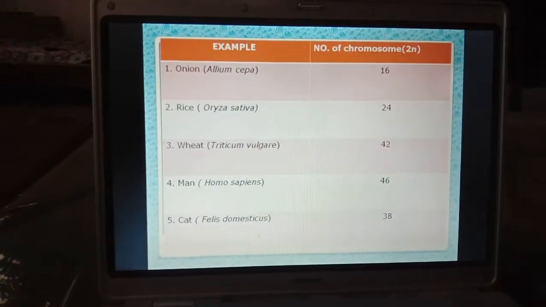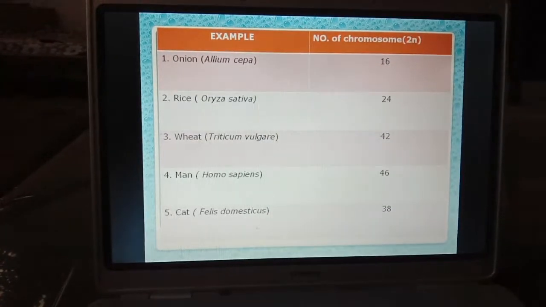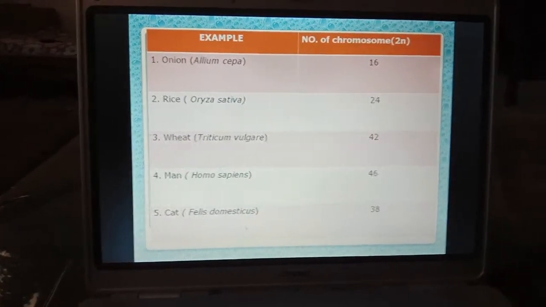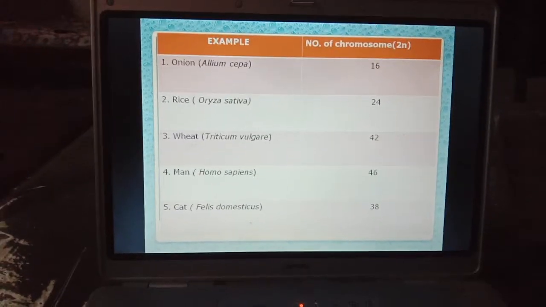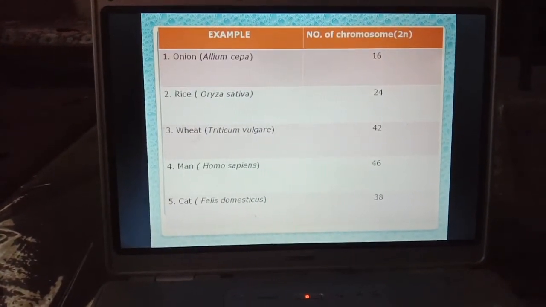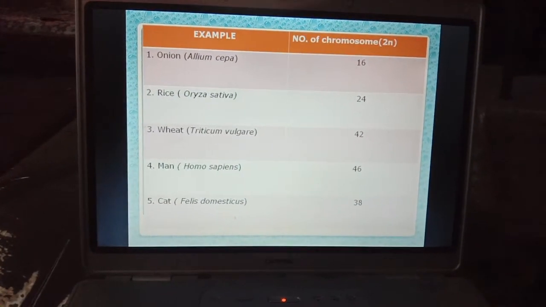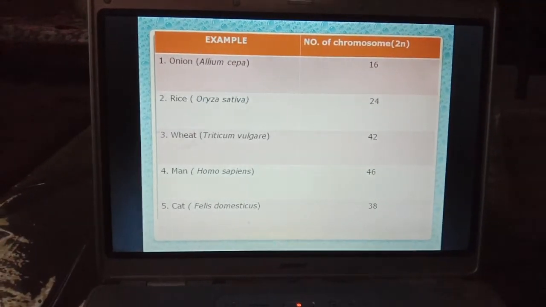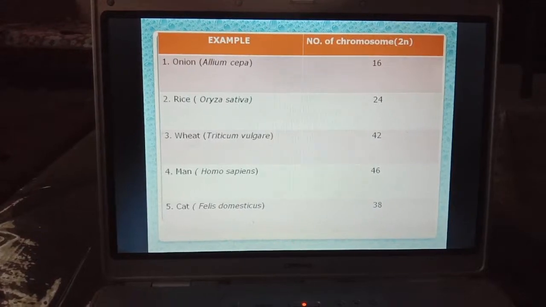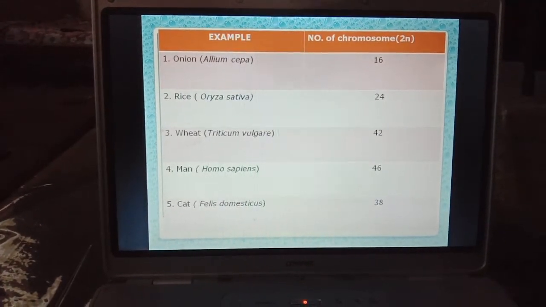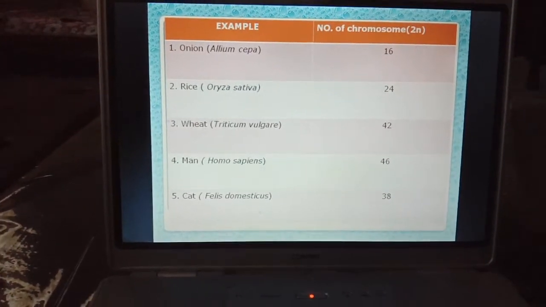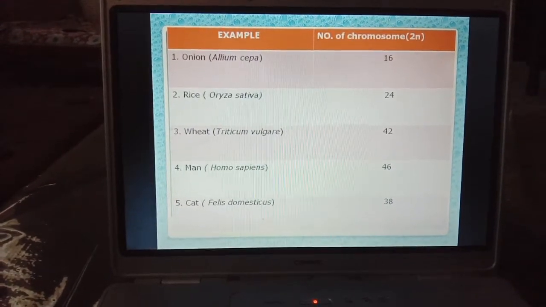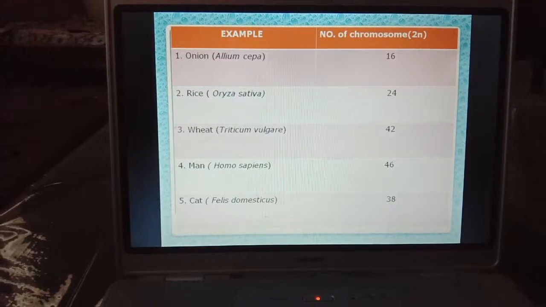You can see here the examples which are given. These are examples of some plants and animals. The first one is onion, that is Allium cepa, with number of chromosomes in diploid form 16. Second, rice, that is Oryza sativa, number of chromosomes is 24. The very next is wheat, Triticum vulgare, number of chromosomes is 42. The next example is man, that is Homo sapiens, the scientific name, with chromosomal number 46. And the last example is cat, that is Felis domesticus, and the diploid number of chromosomes is 38.